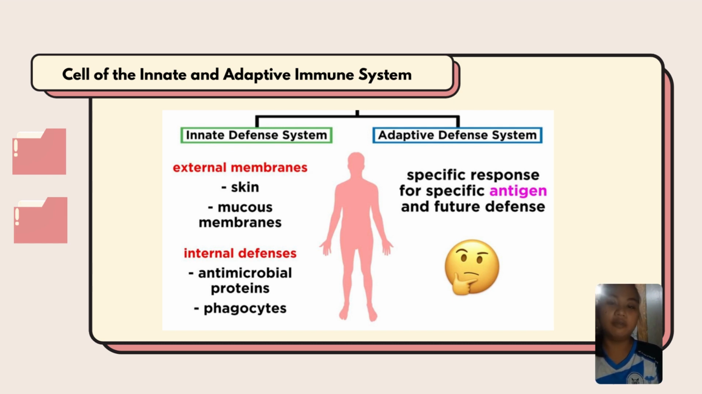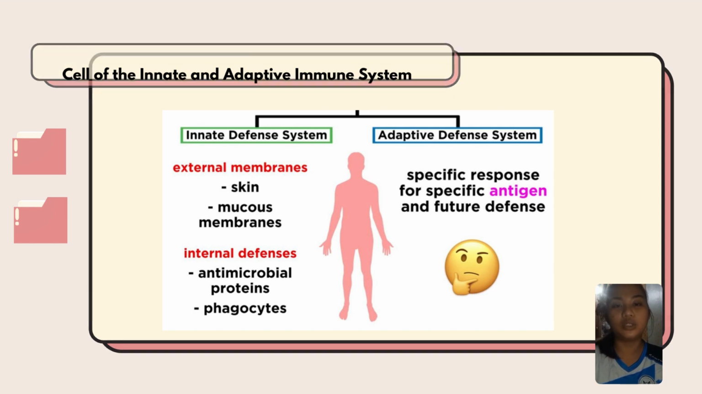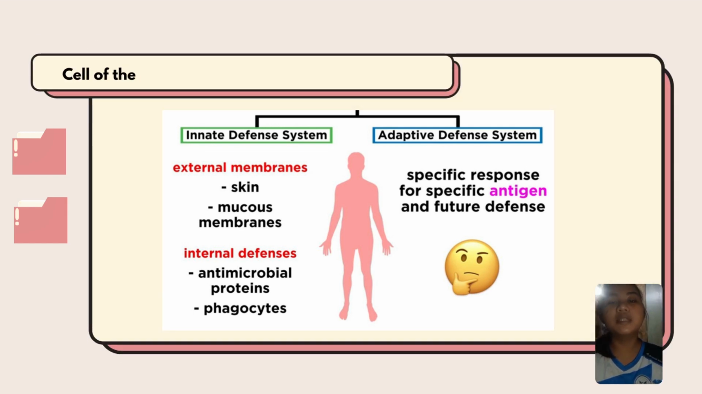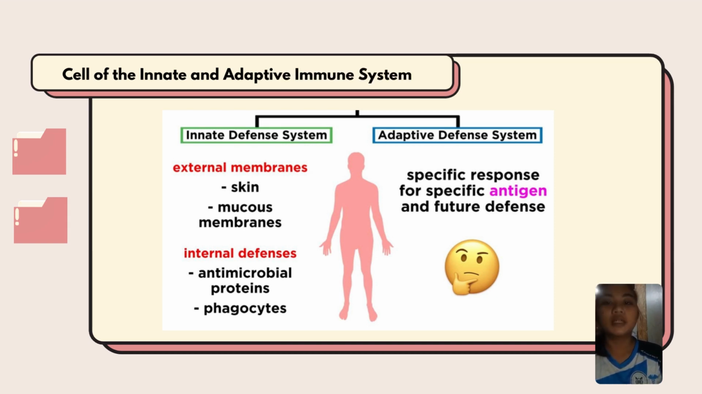So what about the adaptive defenses? This is the part of the immune system that can learn about any foreign substance it comes into contact with, which we call antigens, and develop the ability to protect the body from the specific antigen anytime in the future. But how can your immune system have such an incredible memory, and what does that even mean?